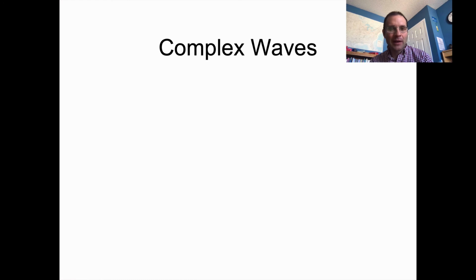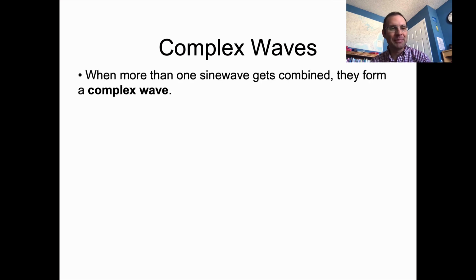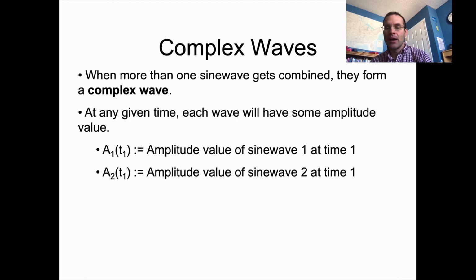Okay, so I've got an example here of the next step up. What we can do with sine waves is make them into complex waves by adding them together. So when more than one sine wave gets combined, they form a complex wave. And the math for this is really quite simple. All it involves is addition. What may get confusing, if at all, is the notation that I use to describe that process. But let's say I have sine wave 1.